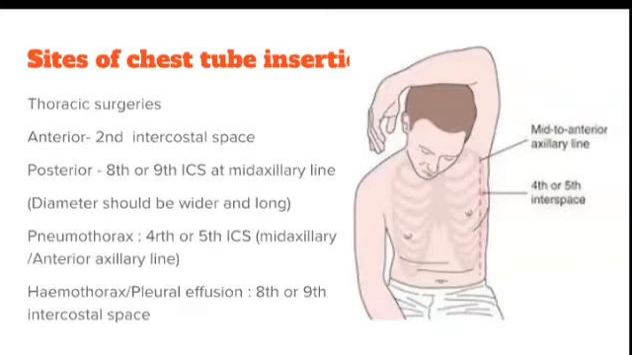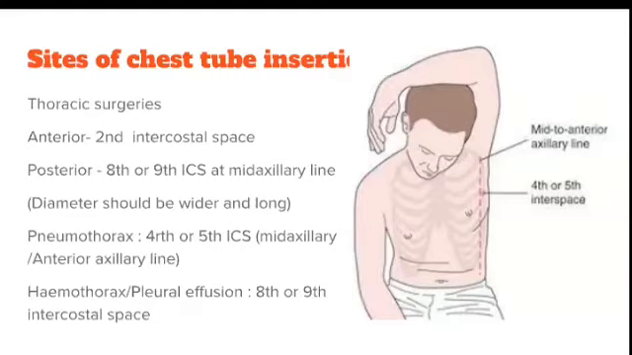It is because the air is collected always at the upper part of the lung, whereas the fluid is collected at the lower part of the lung. That's why, for pneumothorax, we insert the chest tube at the site of the fourth or fifth intercostal space, and in case of hemothorax, the blood or the fluid is collected at the lower part of the lungs.